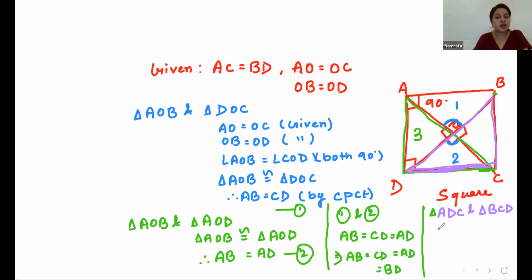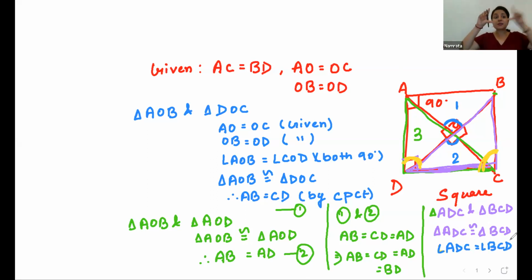So if these two triangles are congruent with each other, let's write it. Triangle ADC must be congruent with triangle BCD. Then this angle will be equal to this angle. Here angle D will be equal to, let me take yellow color, I am talking about this angle. This yellow angle will be equal to that yellow angle. So angle ADC will be equal to angle BCD. Why? Because this triangle is the same as this triangle, so their corresponding parts will be equal to each other. Both of you understand the concept of congruency? Yes or no?